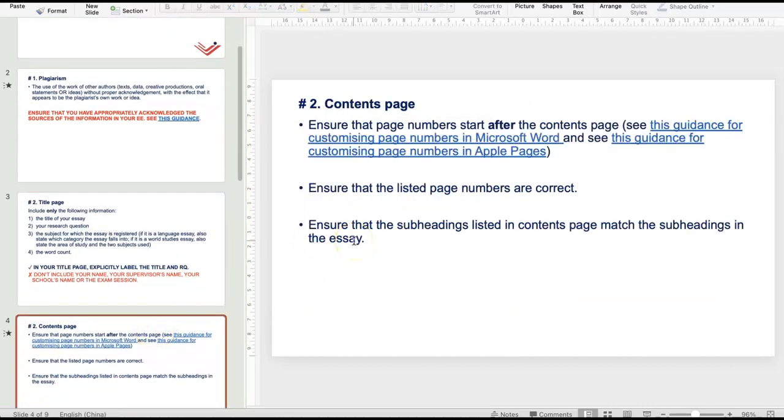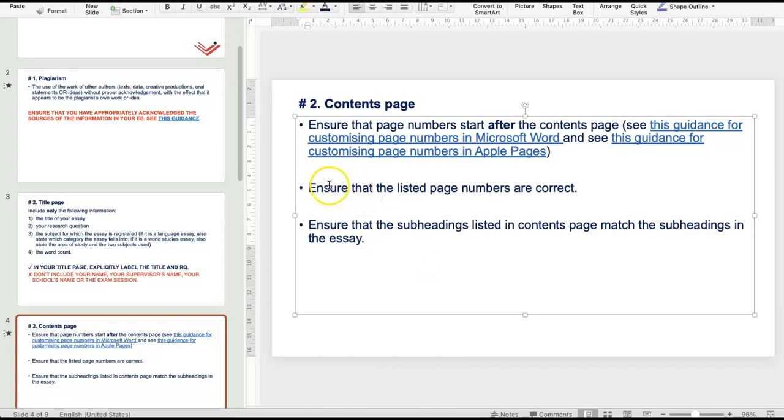Okay, the contents page. Again, we've talked about this, but just to reiterate, the page numbers should be accurate. The contents page should include all the subheadings that are in the main body of your essay. It's very important to make sure that the subheadings listed match the subheadings in the essay and that all page numbers are correct. Here I have some guidance about how to customize page numbers in Word so that your page numbering starts on page 3 with the introduction, and I'll send these on to Dr. Amit.